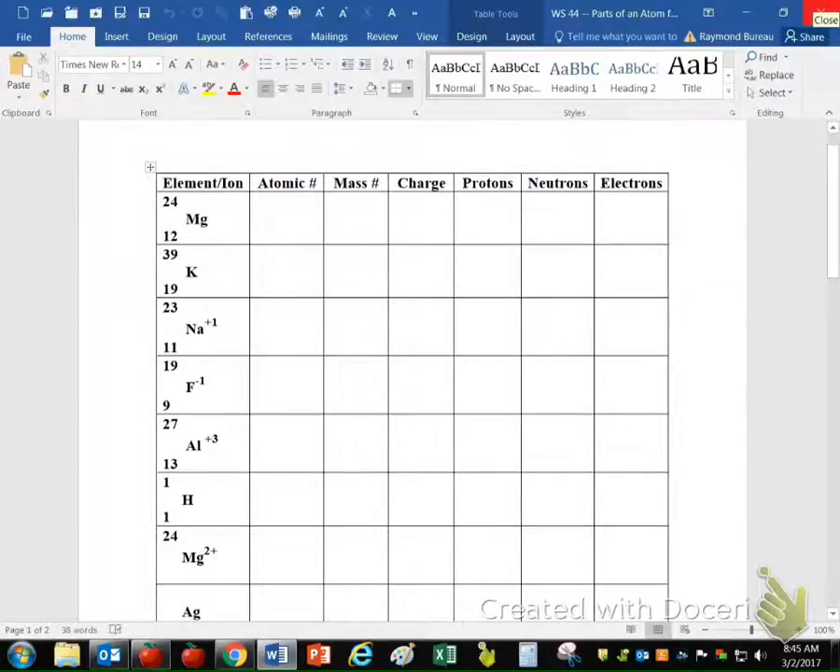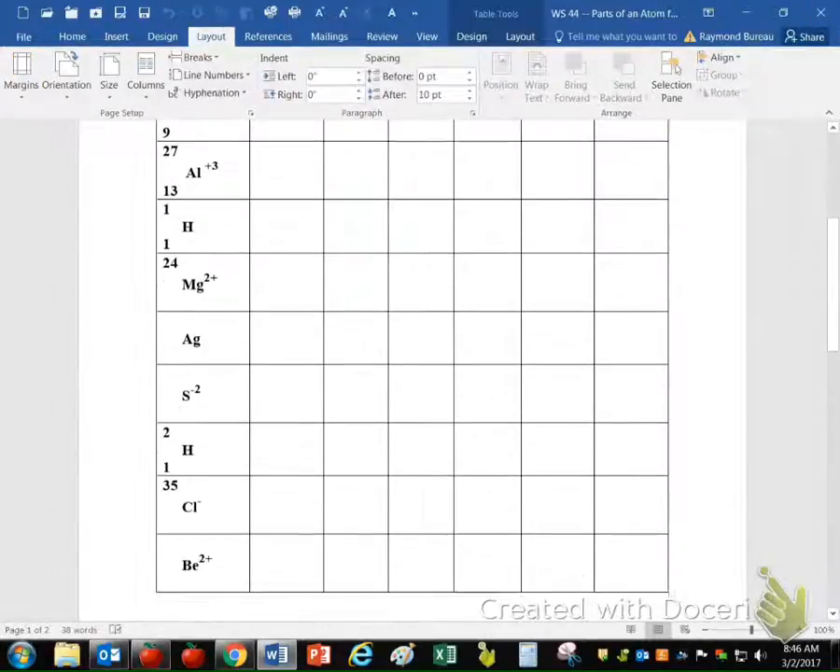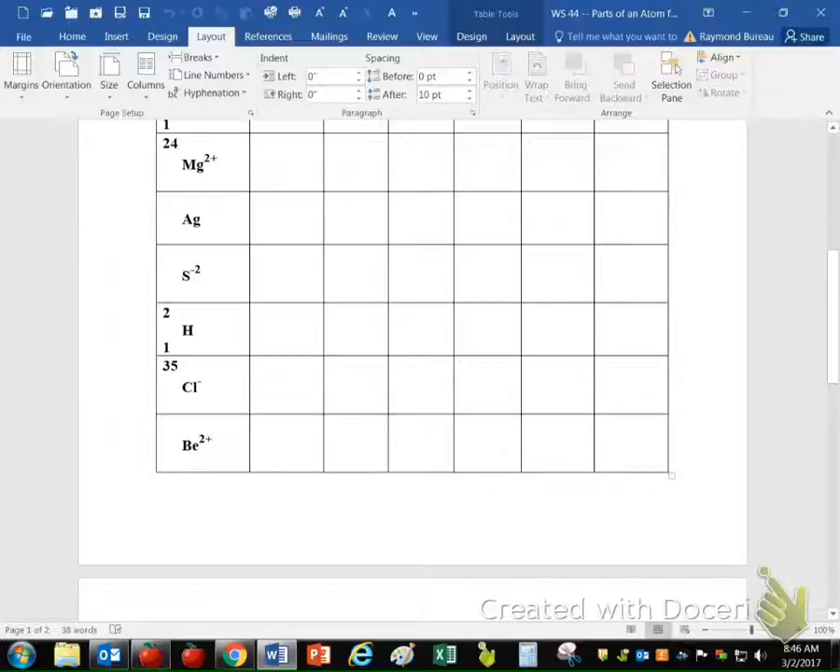This way I can scroll down and get some more up there. Where did we leave off? We're on the AG, right? Yes. Okay. I need to enlarge on my screen. Okay, we did that magnesium +2, right? Yes. So silver, well, there's no number given, so we have to find it.